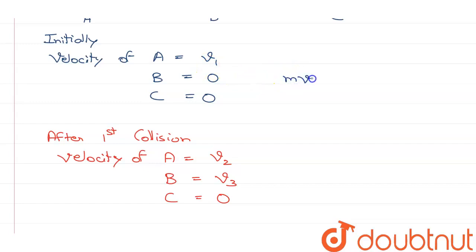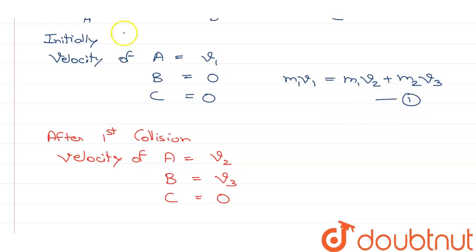Now, for the first collision, if I write the equation of conservation of momentum, initially the momentum was m1 into v1, that is mass of A into velocity of A. This should be equal to, after collision, the momentum of A, m1 v2, and momentum of B, m2 v3. Let's say this is equation number 1.